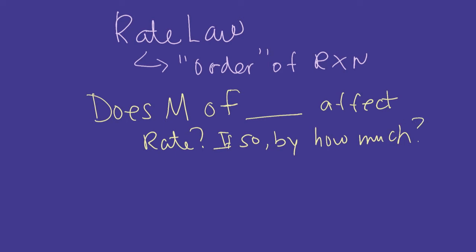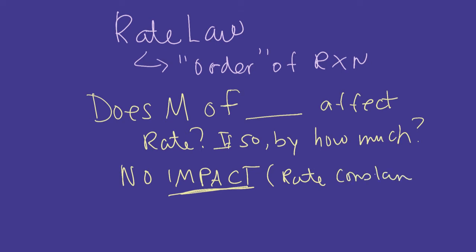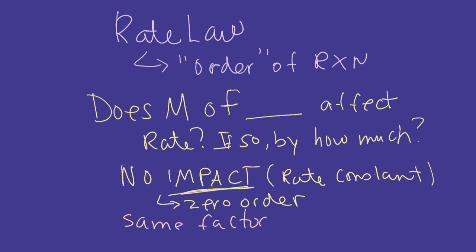If your concentration of your reactant decreases and there's no effect, no impact at all, the rate just stays the same no matter what. So rate is constant, no impact. This is known as a zero order reaction, or at least zero order with respect to that chemical. If your molarity decreases, and it decreases by the same factor, for example, if your concentration is cut in half, then your rate is also cut in half. This would be known as a first order reaction.